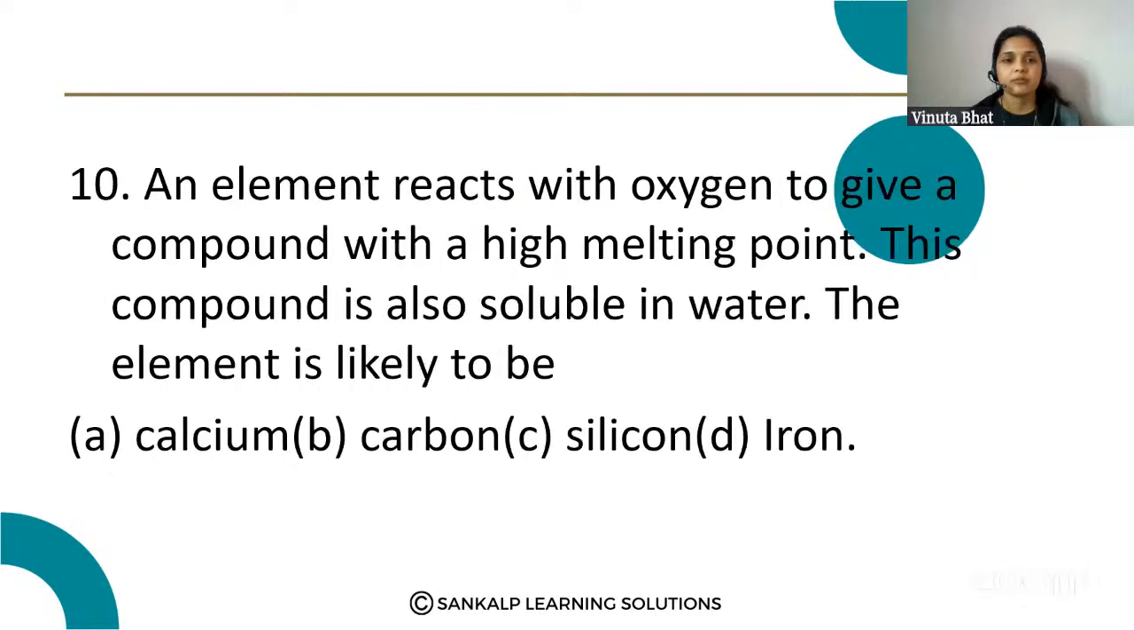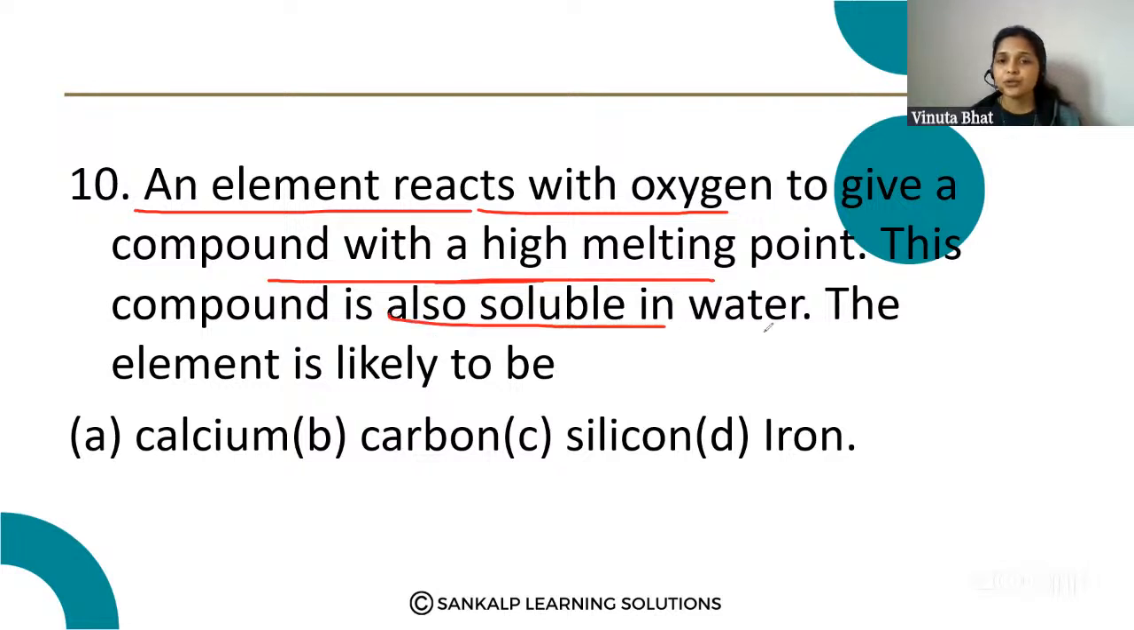Next question. An element reacts with oxygen to give a compound with high melting point. This compound is also soluble in water. The element is likely to be option A calcium, option B carbon, option C silicon, and option D iron. The element likely to be option A, calcium. Okay, option A is the correct answer. That is calcium.